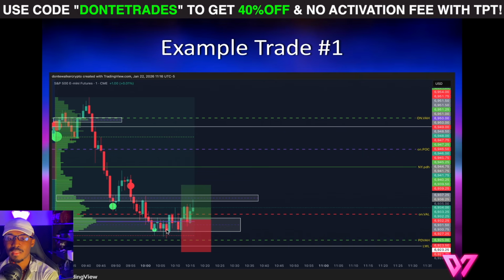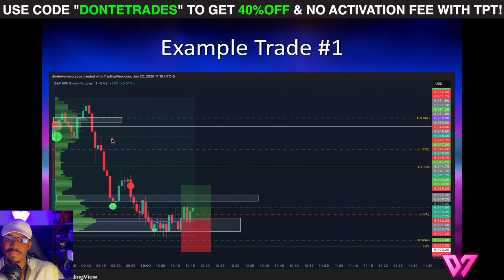So in this case, what am I looking at here? You can see I drew this box here because we had a high volume node here, what I just told you guys about. Also, we have the current session value area low, and we have a high volume node right on top of that. We have the previous day's value area high, and it's exactly what I just broke down to you guys here.